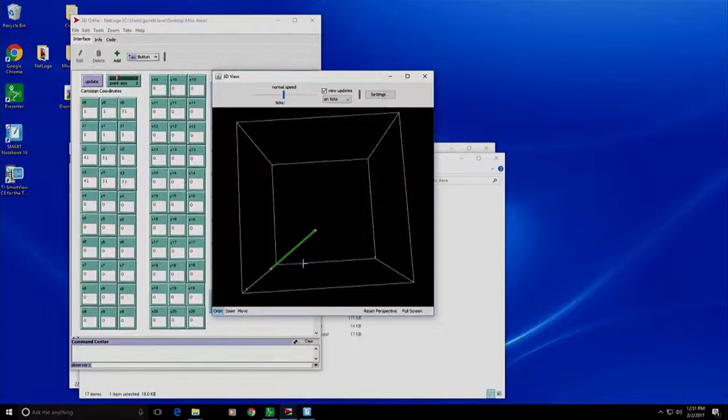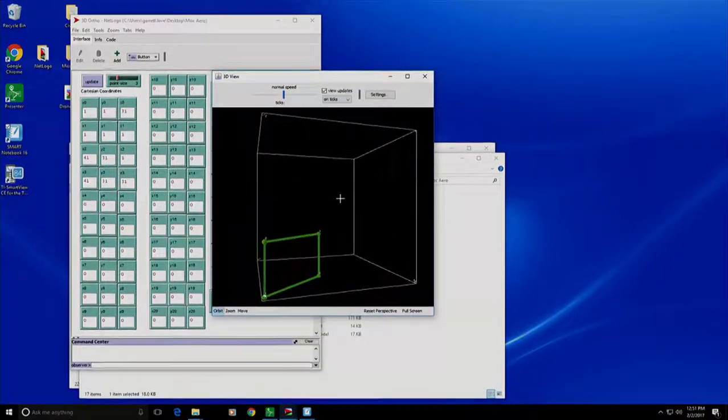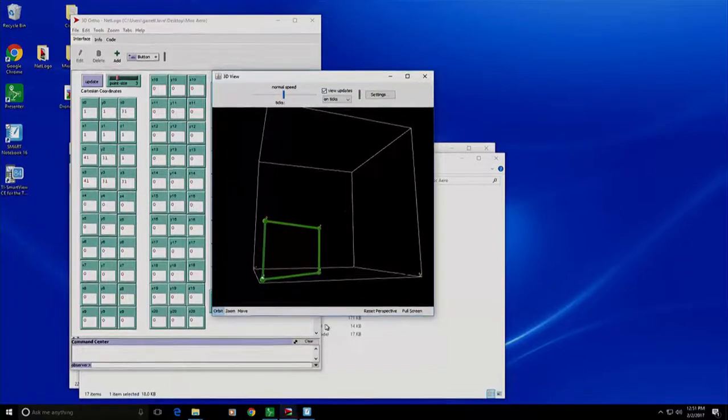Notice it extends more in this dimension than it does in that dimension, more in the X direction than it does in the Y direction. Okay, so there's an example of a plane. Well, let's do one final example here. We'll combine our two-dimensional plane with a curve.